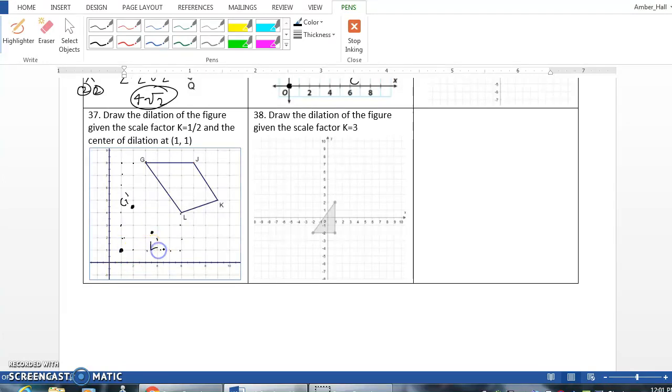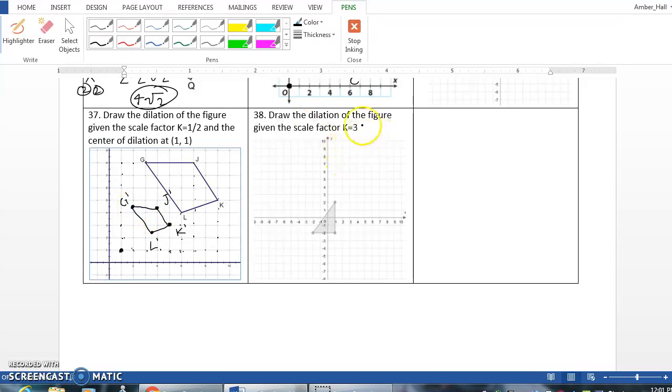K is 8 over, and 4 up. So it'll be 4, 2. This will be K prime. J is 6 over, 7 up. So 1/2 of 6 is 3, 1/2 of 7 is 3.5. J prime will be right there. Draw our figure. That is a dilation of 1/2.